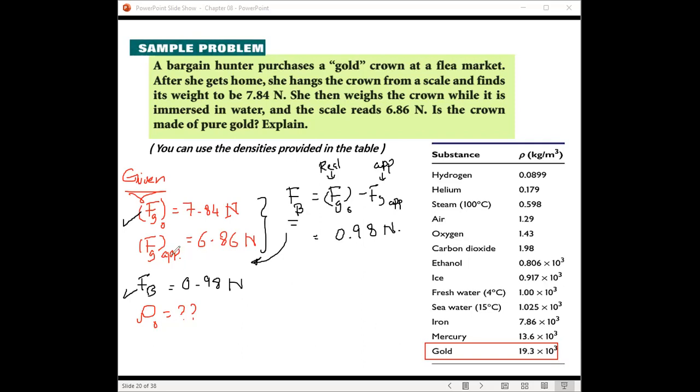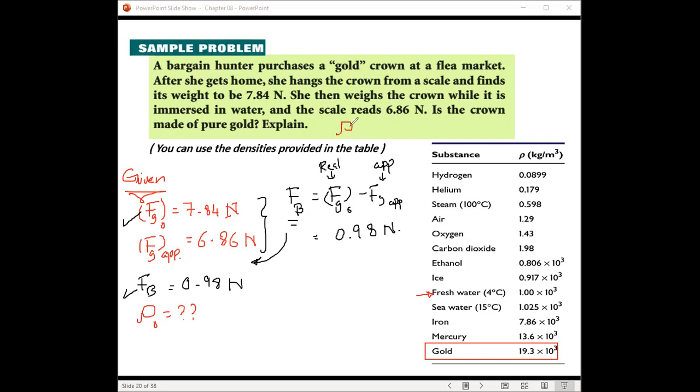Okay, what is the density of water? Number one, you have to memorize the density of water. Sorry, I'll give it to you here. I told you to memorize it if you remember. Okay, the density of water is given here. This one, fresh water. Excellent.